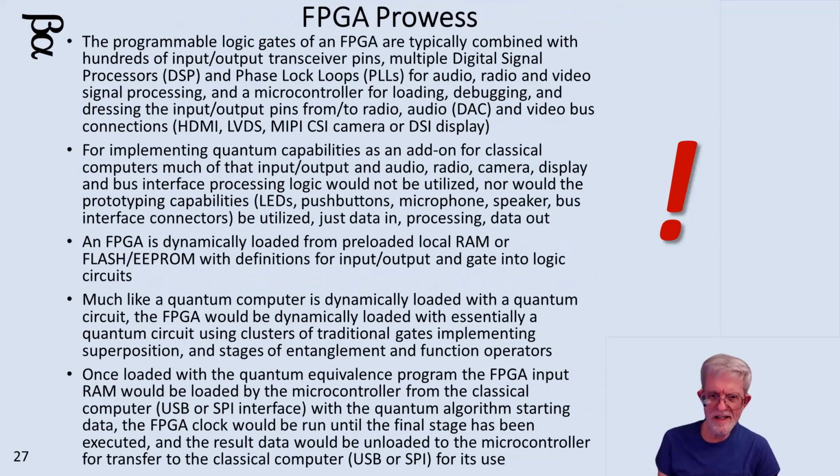So not only does an FPGA have these gates, depending upon which brand and model of FPGA you buy, you can actually have digital signal processors built into the chip. You can have phase lock loops for doing clocking. You may have specific support for audio, radio, video, signal processing. The FPGA may actually have its own microcontroller associated with it. So you can do loading of data, run it through the FPGA, take the outputs, and produce it as a result. And to that end, they have all sorts of input-output buses and connections.